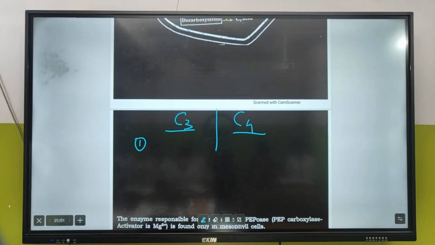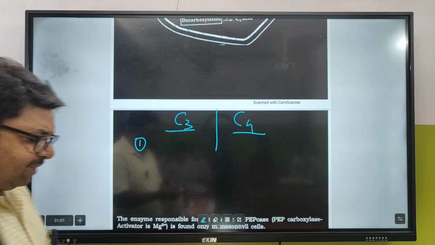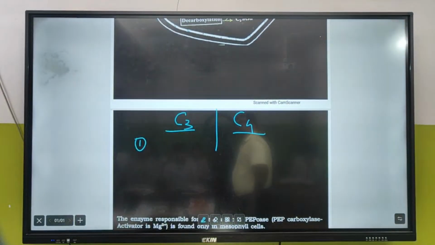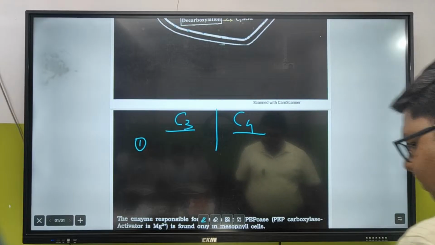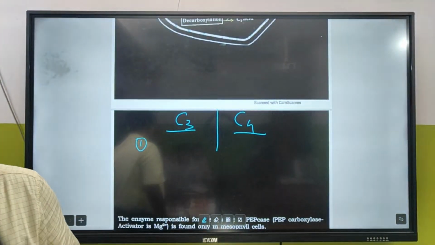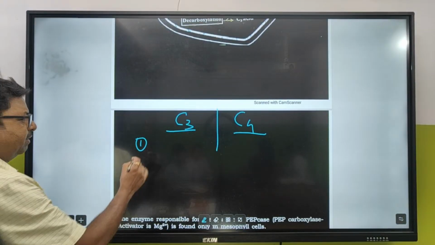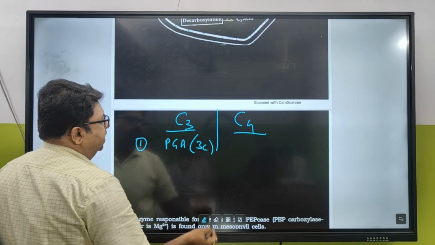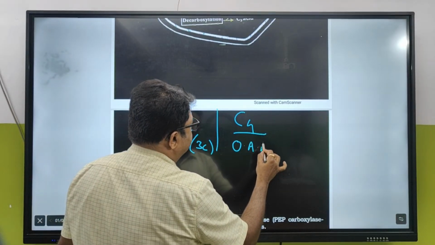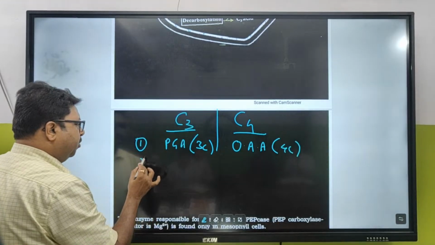What is the carbon dioxide acceptor? What is the first stable compound? The first stable compound in C3 is what? Very good, PGA. The first stable compound is PGA. Very good. How many carbons? In C4 the first stable compound has 4 carbons. Okay, second point, what?